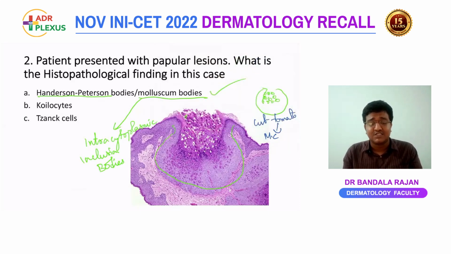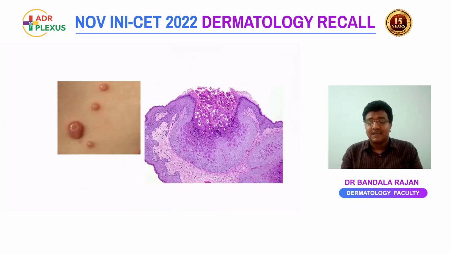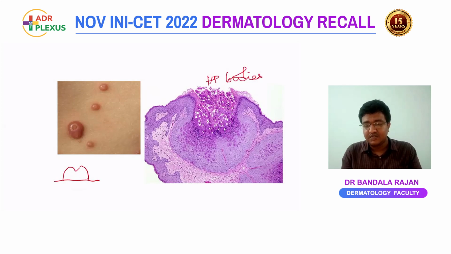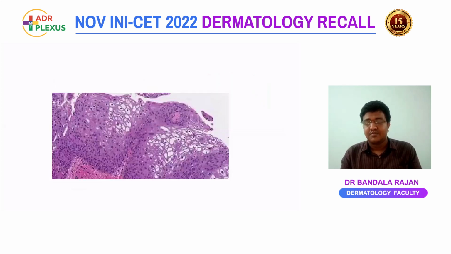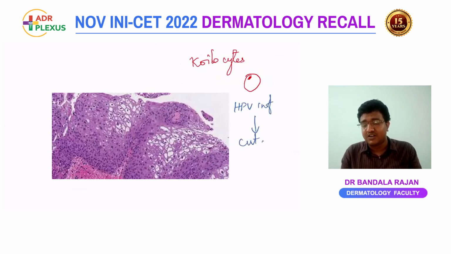Next option given was coilocyte, another was Jank cell. Here we can see Molluscum contagiosum is characterized by umbilicated papules with the HP bodies. Here we can see the coilocytes. Coilocytes are nothing but round keratinocytes with nucleus pushed to the periphery, which is a characteristic feature of human papillomavirus infection. Mainly in skin, it is in cutaneous warts.